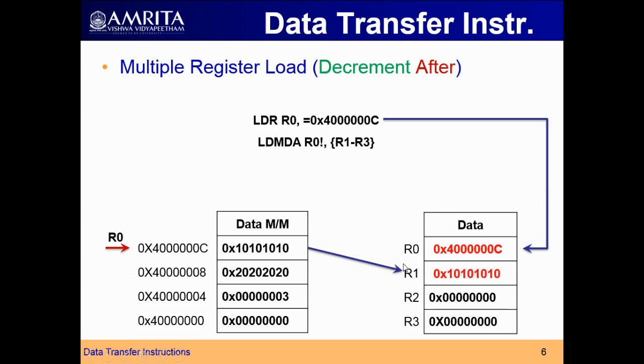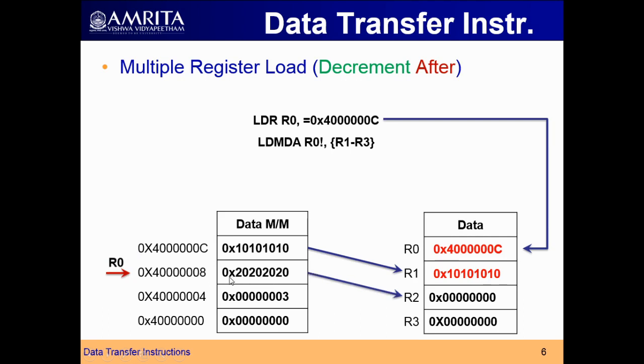After this move operation is complete, what will happen to the address pointer? The address pointer will decrement to 4008, because here the address location is decrementing. That is the main difference, and that is why it is known as decrement after. So the address location will get decremented to 4008.